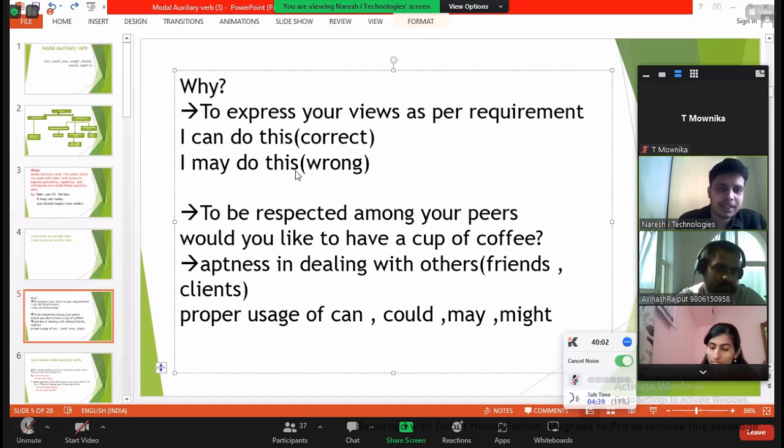So this is one of the reasons why we need to learn. The second reason is to be respected among your peers, or if someone comes to your home, to show respect. Let's say you're working in the IT sector, you can't say, "Shall I bring a coffee?" or "Do you want coffee?" You have to say, "Would you like to take a cup of coffee or tea?" or "Shall we have a cup of coffee or tea?" or "Would you like to come with me?" So you have to use the jargons, could and do.